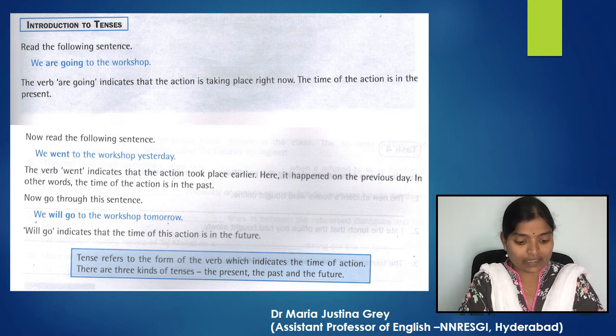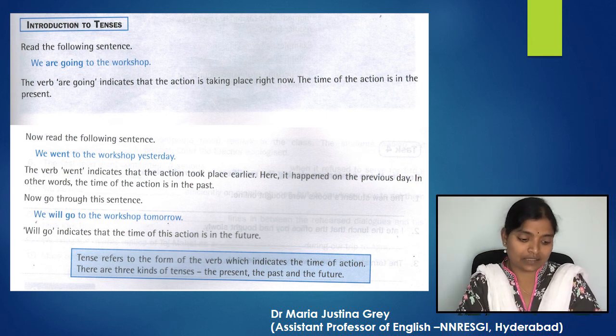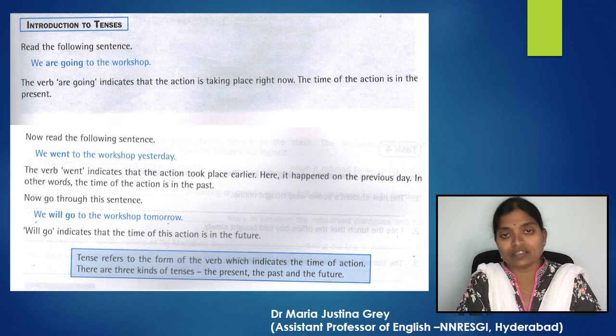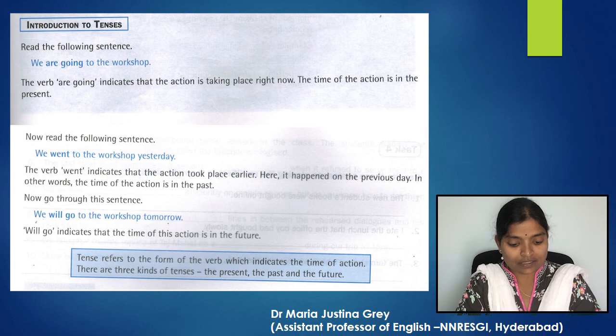The verb went indicates that the action took place earlier. Here it happened on the previous day. In other words, the time of the action is in the past. Now go through this sentence. We will go to the workshop tomorrow. Will go indicates that the time of this action is in the future. Tense refers to the form of the verb which indicates the time of action. There are three kinds of tenses: the present, the past, and the future.